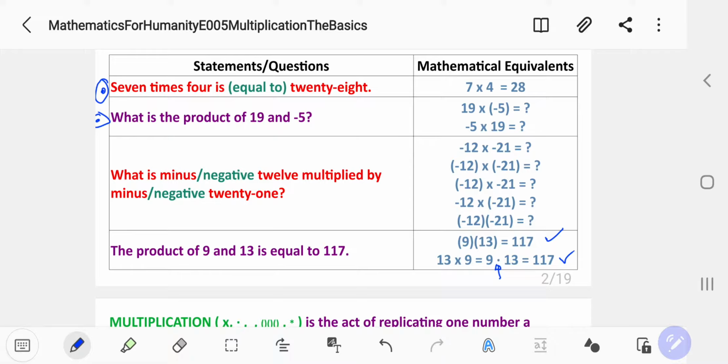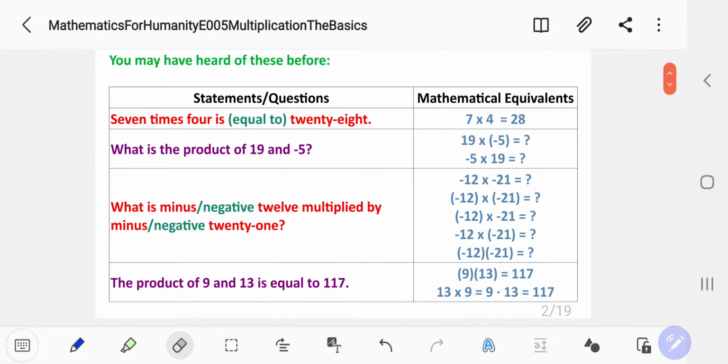So what is multiplication? By the way, when you hear these keywords, times, product, multiplied, you are going to do multiplication.